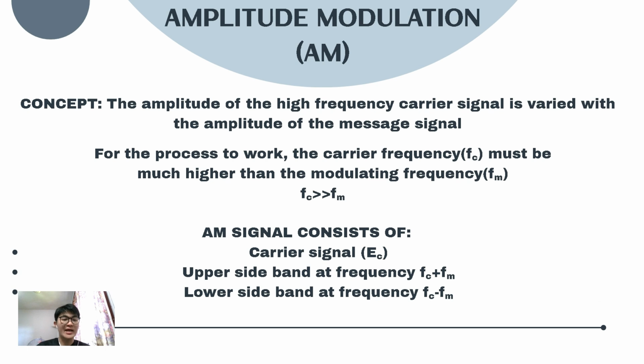The concept of AM is that the amplitude of the high frequency carrier signal is varied with the amplitude of the message signal. For the process to work, the carrier frequency FC must be much higher than the modulating frequency FM. An AM signal consists of the carrier signal, the upper sideband at frequency FC plus FM, and the lower sideband at frequency FC minus FM.